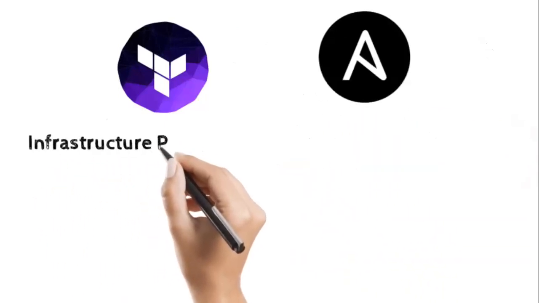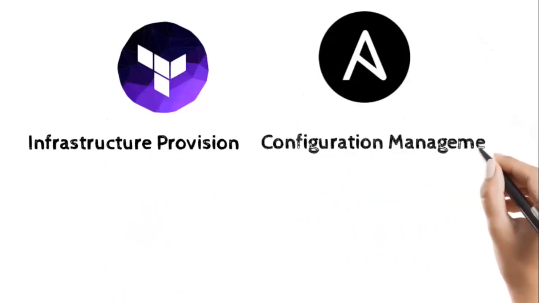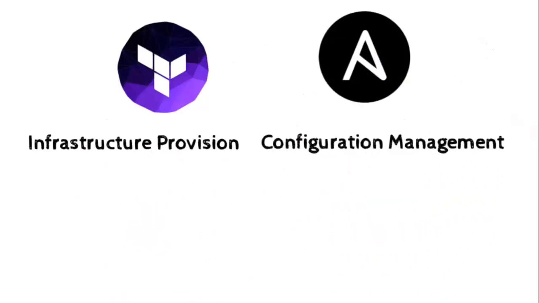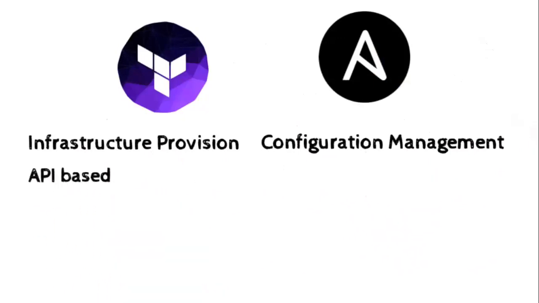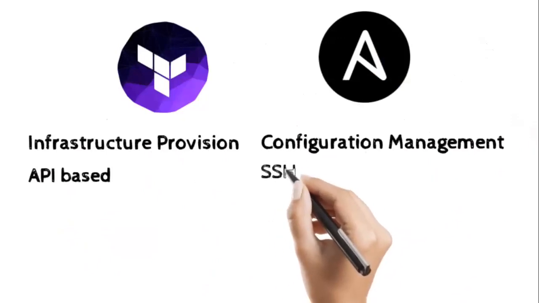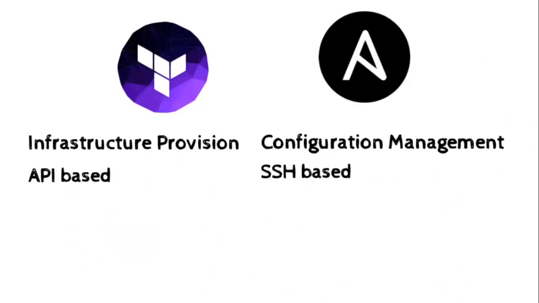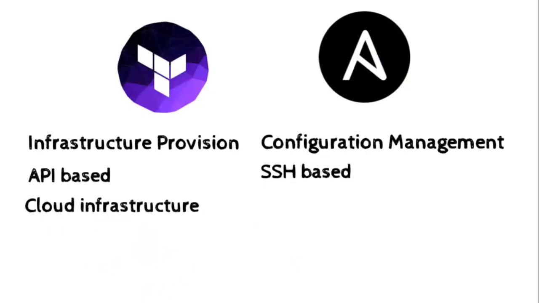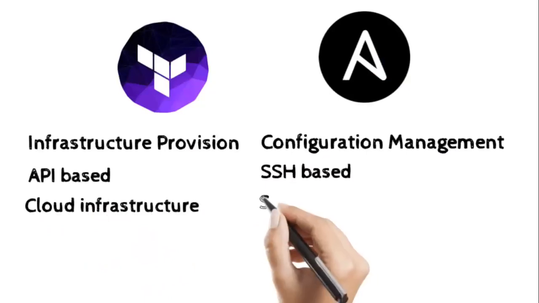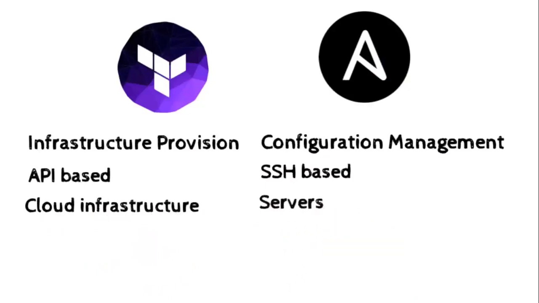Terraform, on one hand, deals with infrastructure provisioning, while Ansible, on the other hand, is majorly into orchestration and configuration management. Terraform communicates through an API-based structure, talking to the APIs of the cloud providers, while Ansible, on the other hand, communicates over the SSH layer. Then Terraform mainly configures cloud infrastructure like AWS, Azure, etc. While Ansible majorly configures different types of servers like Linux and Windows, etc.